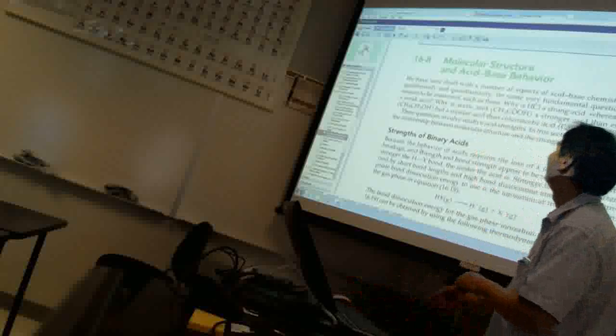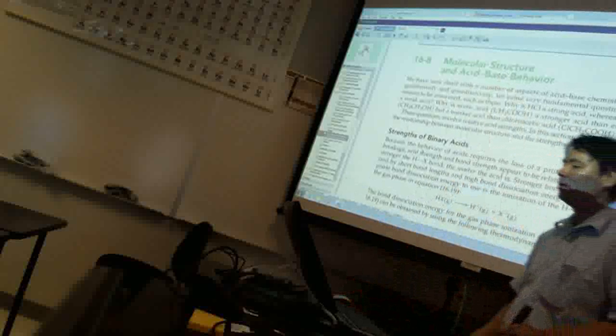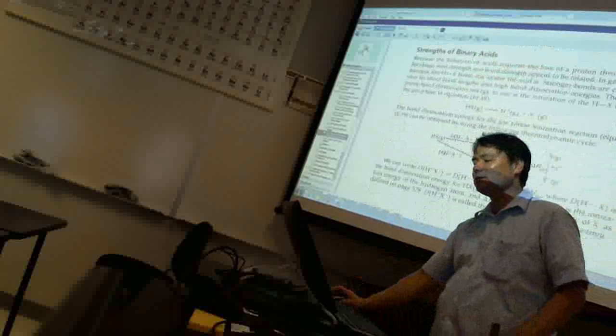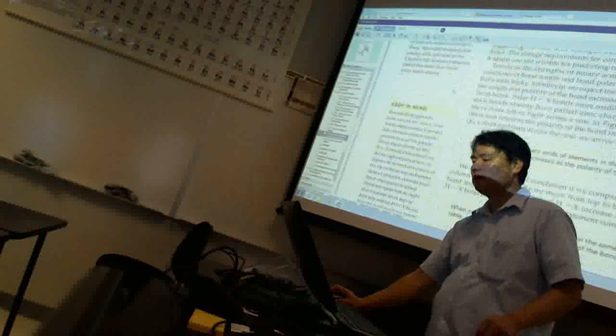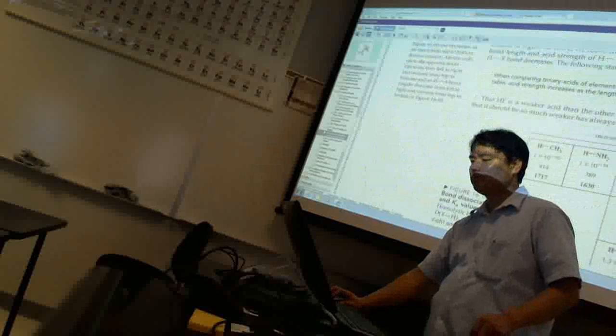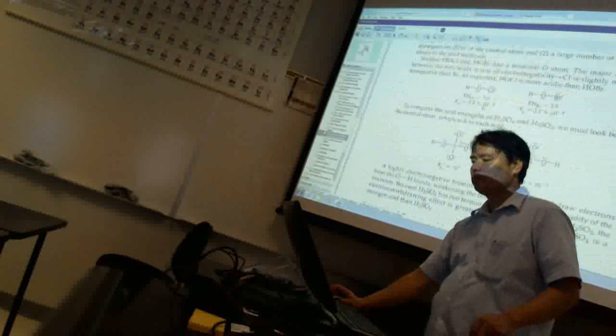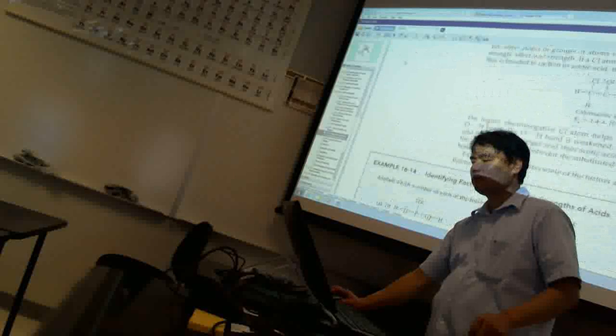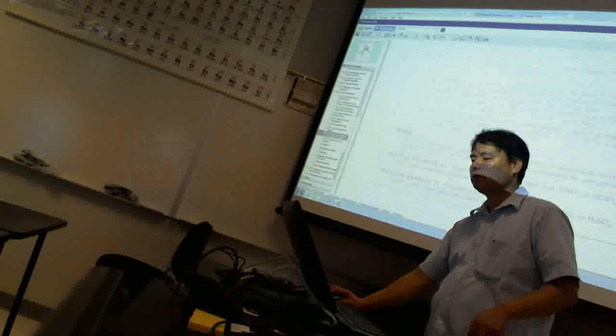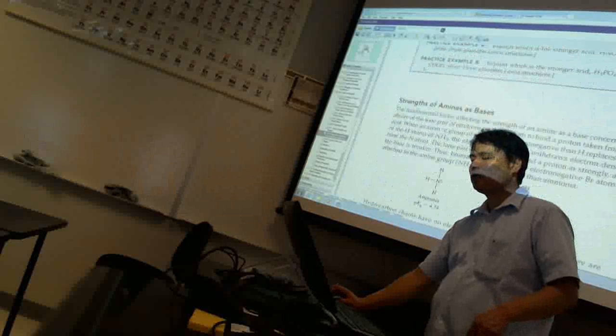And now we're looking at molecular structure and acid-base behavior. We look at the strengths of acids based on structure. Strengths of acids based on structure. That's 16.8. So 16.8 is the most important.